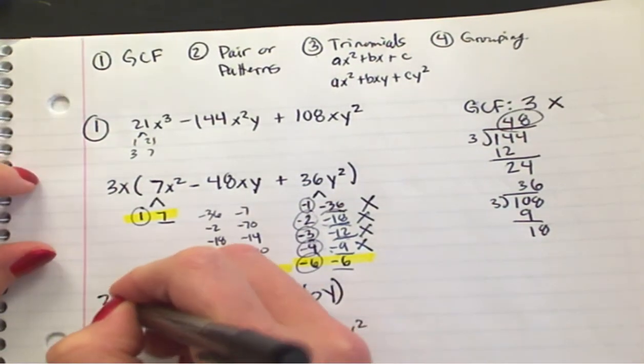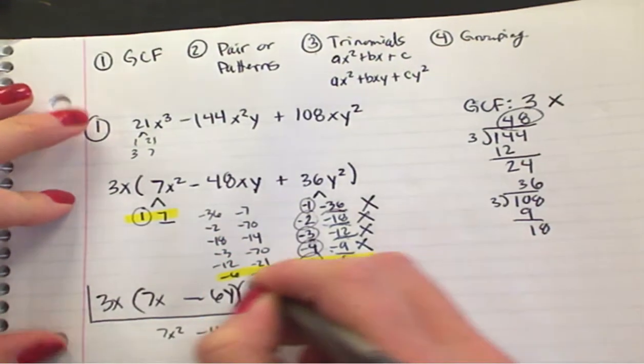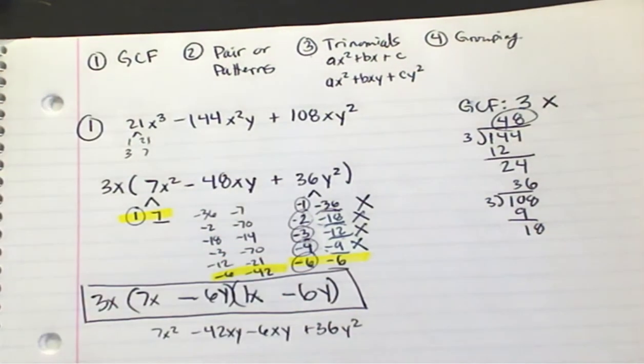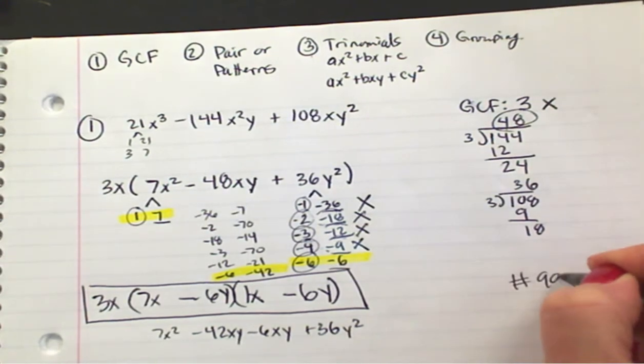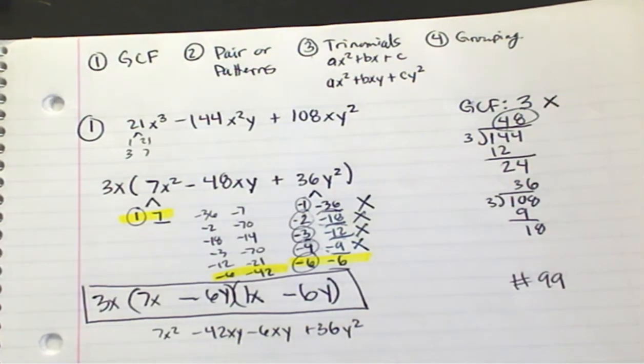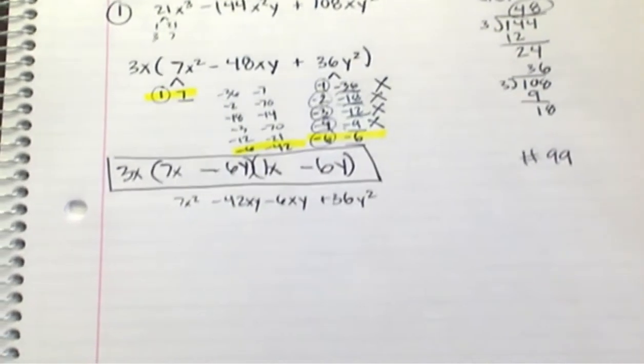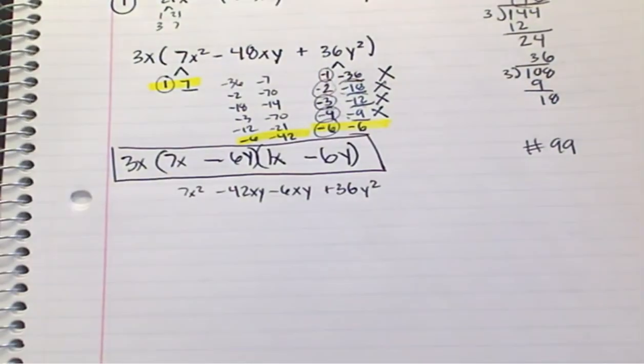Okay, so don't leave off your GCF. There is your example. That's as hard as it gets, guys. That's worksheet number 99, where you've got GCFs and multiple letters to look at. Next example.